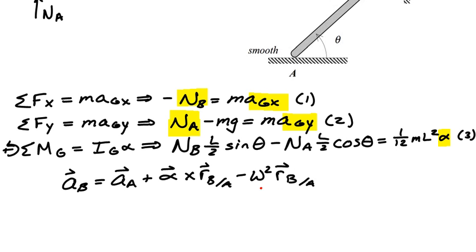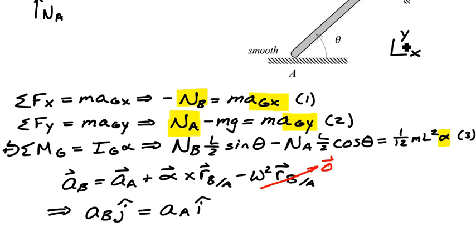So if I look at this, we know the bar is released from rest, so the last term here is going to go to 0. And what do I have for information here? Well, I know a_B is going to end up being purely in the J direction, or minus J as the case may be. a_A is going to be purely in the I direction, or the minus I as the case may be. And of course I'm using conventional XY axes here. Alpha will be some rotation in the K, and then r of B with respect to A is going to be L times the cosine of the angle theta in the I, plus L times the sine of the angle theta in the J.